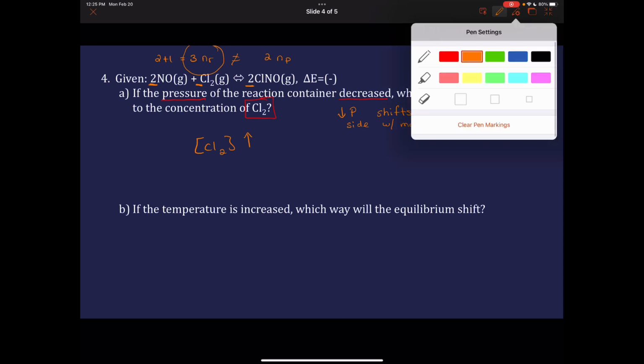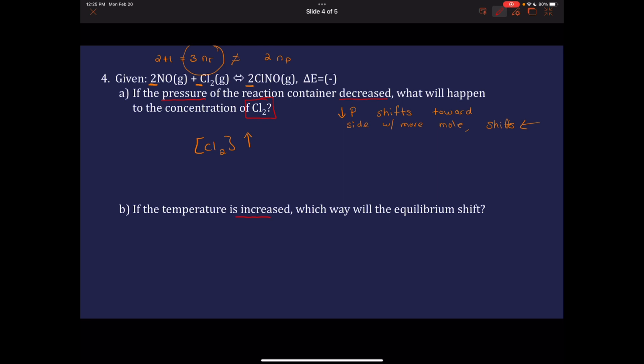Then we're asked about increasing the temperature. So again, that depends on if our reaction's endo or exothermic. I have a negative delta E, so this is an exothermic reaction. In an exothermic reaction, increasing temperature is the same as increasing the amount of a product. If we add product, we're going to shift away from it. So it's going to shift in the reverse. If we were still asking about chlorine, it's going to increase chlorine's concentration.